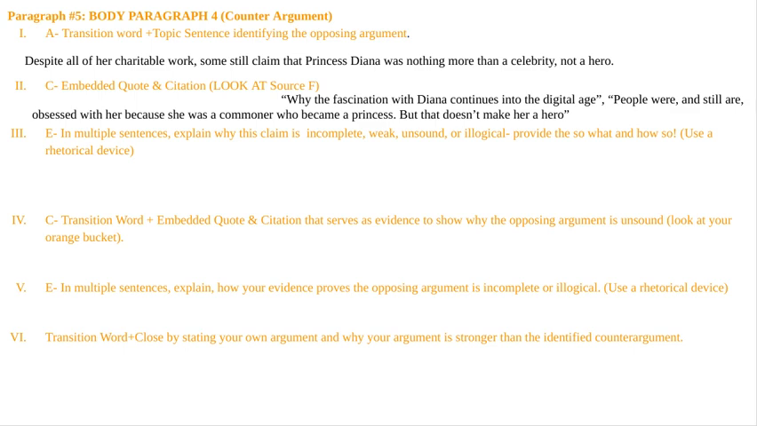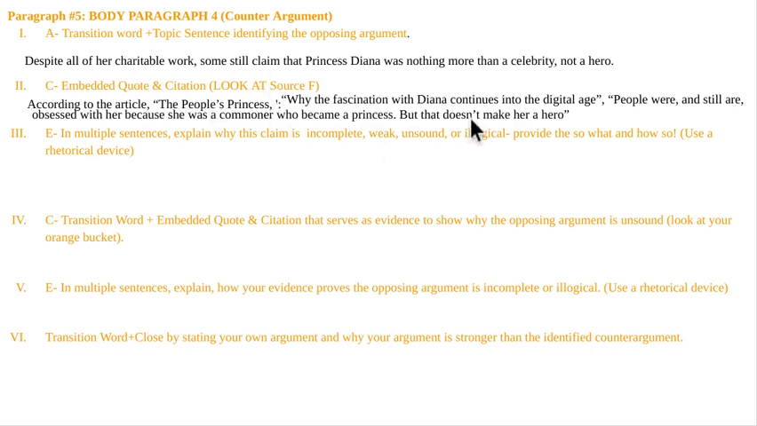Okay, welcome back. So my quote says, "Why the fascination with Diana continues into the digital age. People were and still are obsessed with her because she was a commoner who became a princess, but that doesn't make her a hero." Ouch. So we have our quote. We need to embed it still. So remember that we're going to say where this article comes from. I'm going to say, according to the article, The People's Princess. You might say, according to an article by Time Magazine, or according to an article by NPR, whatever.